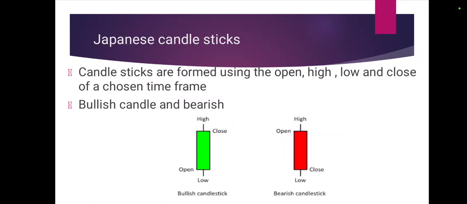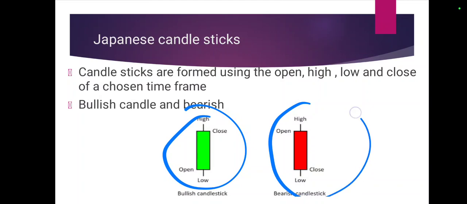Now, for you to understand TA, you need to understand the Japanese candlestick. Candlesticks are formed using the open, high, low, and close of a chosen time frame. We have 2 candlesticks: the bullish candlestick and the bearish candlestick. This is the bullish candlestick, mostly represented in green. We also have the bearish candle, mostly represented in red.